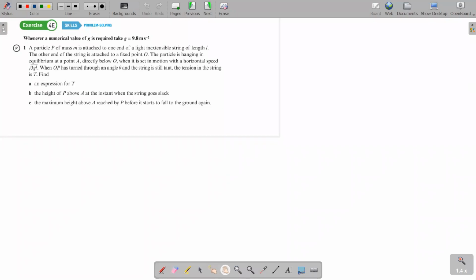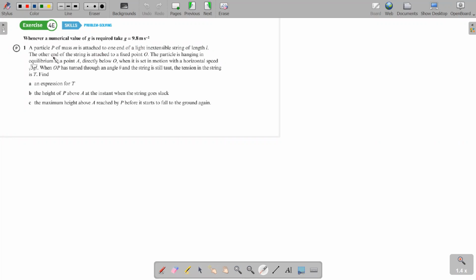All right, guys. So we'll move on to the last exercise of this particular lesson. Okay, so exercise 4E. Let's see how we can go into some deeper questions with respect to vertical circular motion. They say wherever a numerical value of g is required, take g as 9.8.